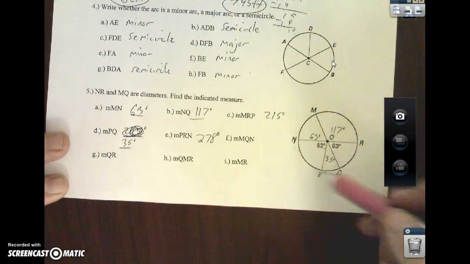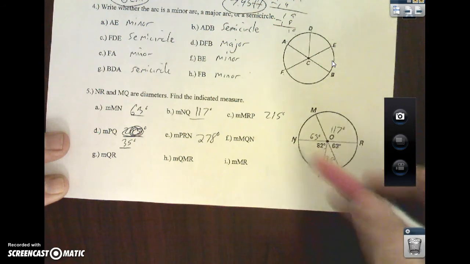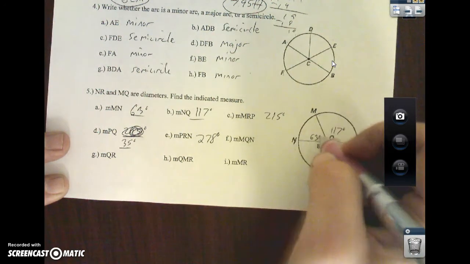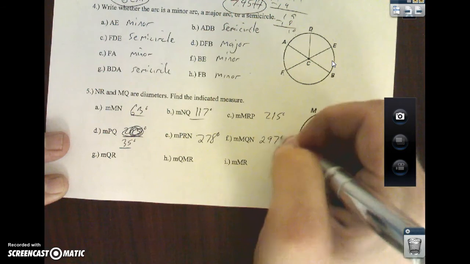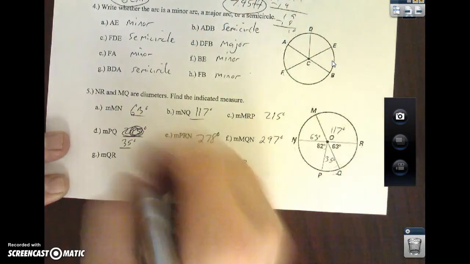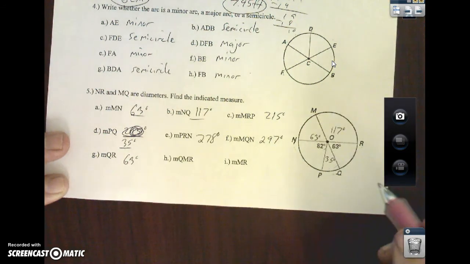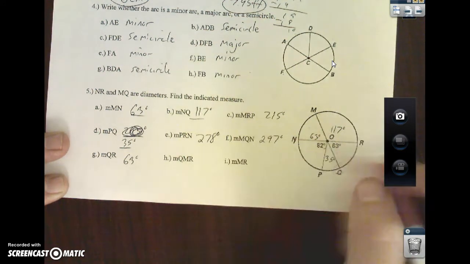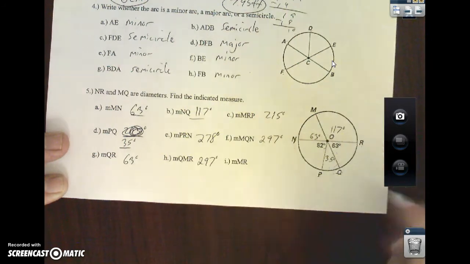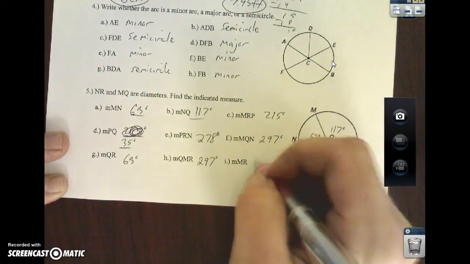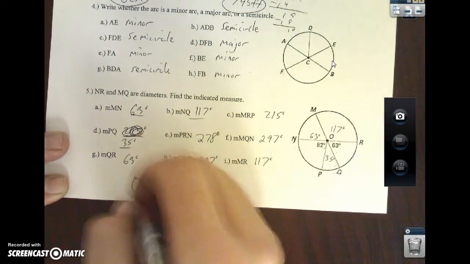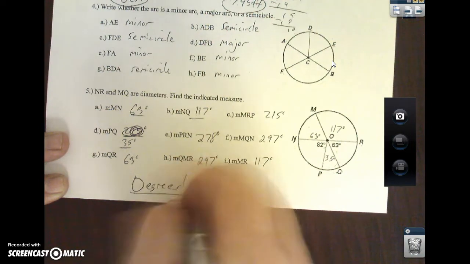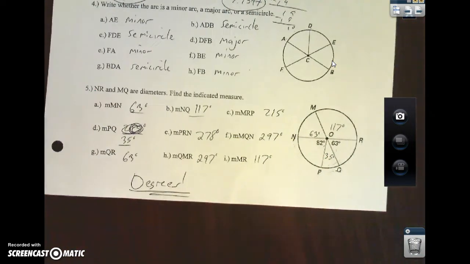MQN is this way. 360 minus 63 gives me 297 degrees. QR, 63. QMR, everything but 63, so again 297. And then MR, 117. Need to have degrees for all of these. Okay, please do not forget degrees. Very, very important. Alright, on to the back.